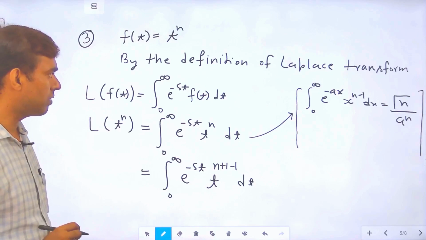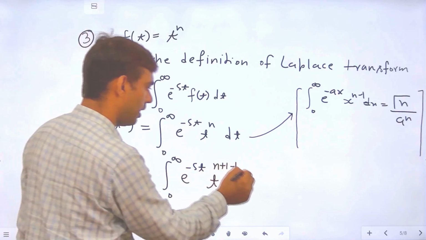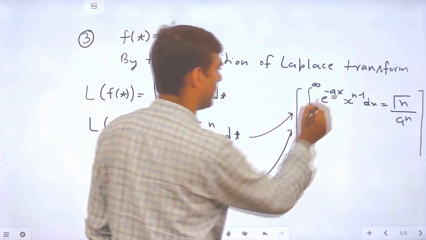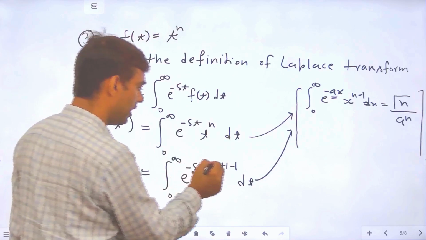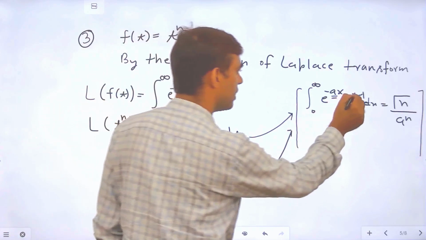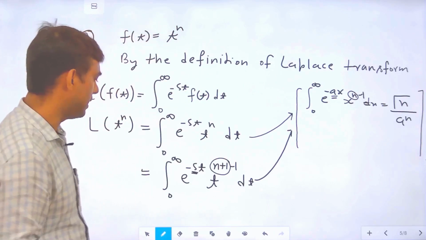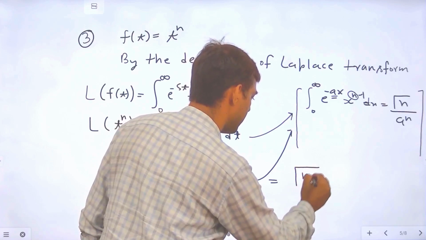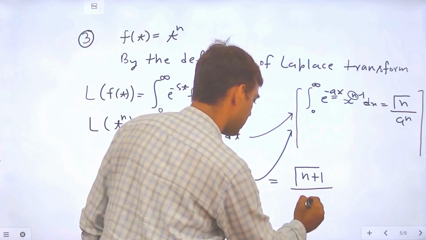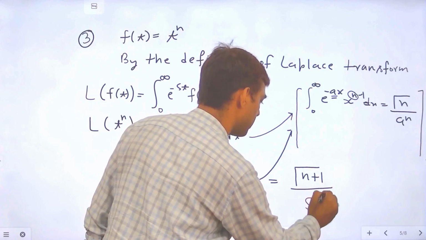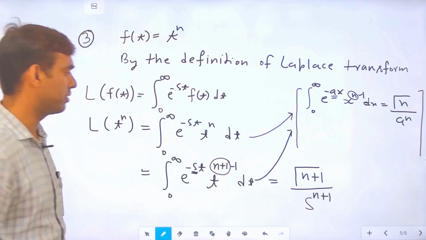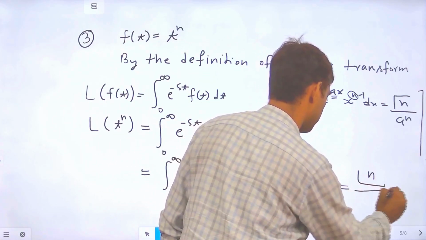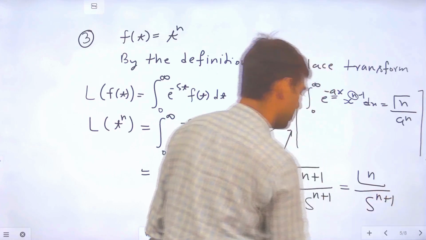So if we closely observe and compare this integral with the earlier integral, s is replaced by a, and n plus 1 can be replaced by n. So what is the right-hand side? In terms of the gamma function, the right-hand side becomes gamma n plus 1 upon s to the power n plus 1. Gamma n plus 1 is factorial n, so this becomes factorial n upon s to the power n plus 1.